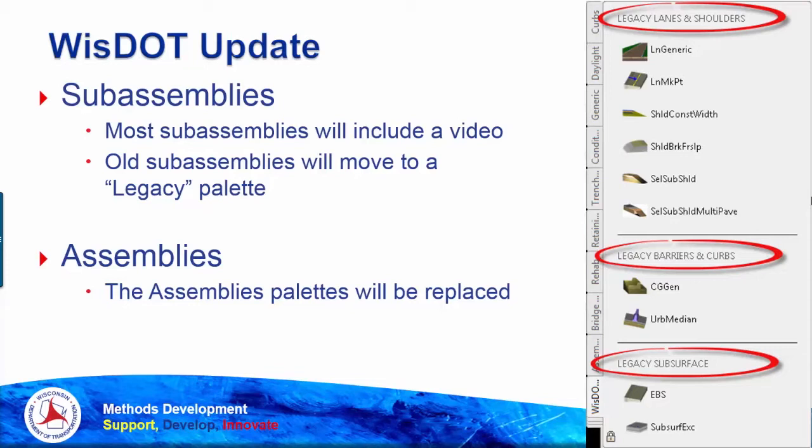These legacy subassemblies will remain on the palette for Civil 3D 2016. But in our next version of Civil 3D, Civil 3D 2018, that palette will be removed. You'll no longer be able to access the legacy subassemblies through the palette. Our wis.build will still include the source files for those subassemblies. So if you open an old Civil 3D drawing that used these legacy subassemblies, it'll still function because the source code for those subassemblies will be included in the wis.build.